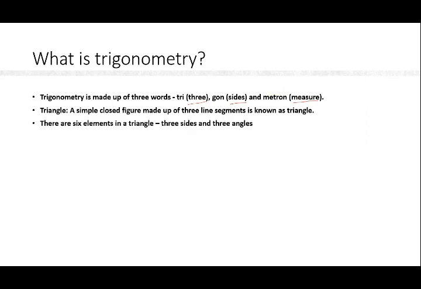We know that in a triangle there are six elements, three sides and three angles. If we draw the figure of a triangle, we can see that there are three angles. If we name this triangle as A, B, C, then the three angles are angle A, angle B, angle C, and the three sides are AB, BC, and AC.